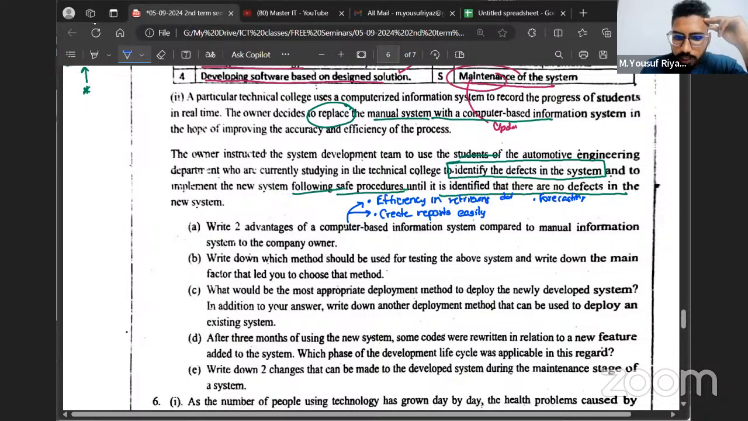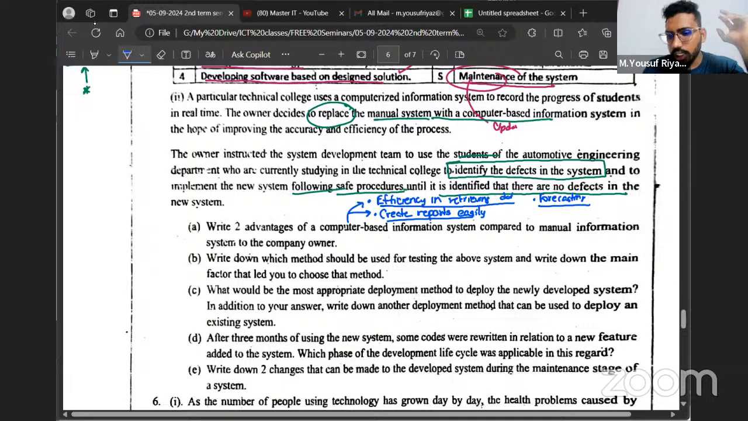Should we compare? If you want, you can compare as well, but you can directly mention the advantage as well. So the advantage is efficiency in retrieving data. If you compare with manual, in automatic you can retrieve the data faster. You can create reports easily. Then you can do forecasting. So these are some of the advantages. There are many others as well, but these are some of the primary ones which you can mention.